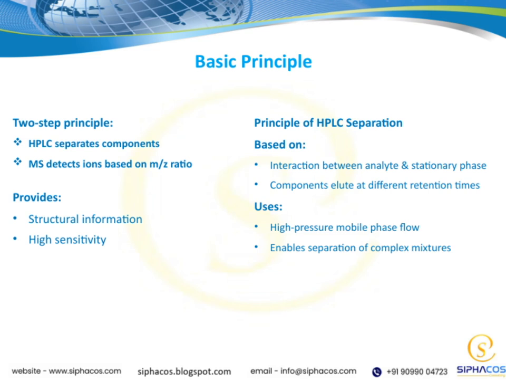Now, the basic principle behind HPLC-MS involves two main steps. First, the system separates the components based on their interactions with the stationary phase. Then, the mass spectrometer detects the ions generated, identifying them by their m/z ratio, or mass-to-charge ratio. This combination provides us with valuable structural information about the analytes, and the system's high sensitivity ensures we can detect even minute quantities. Overall, HPLC coupled with MS is a powerful tool for detailed and sensitive analysis of complex samples.